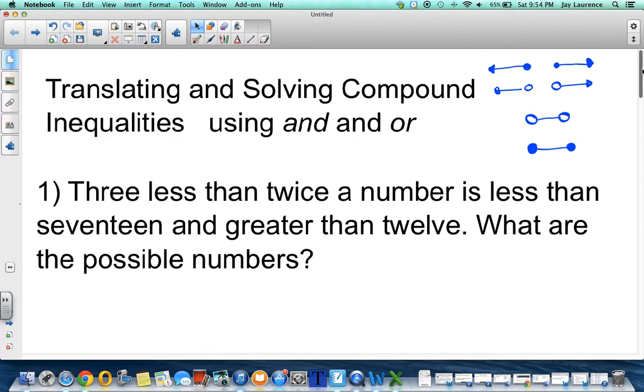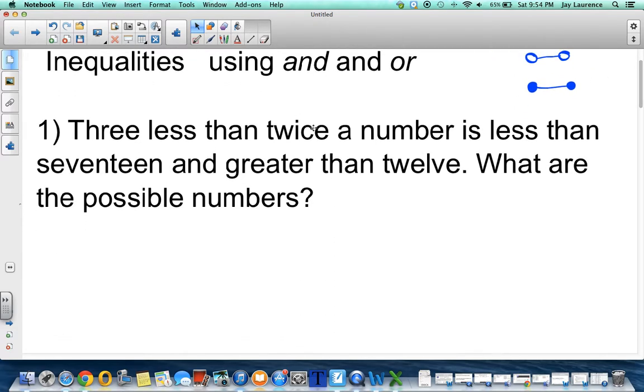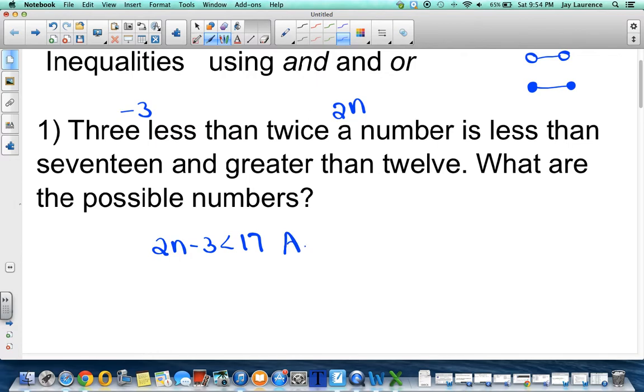All right. Number 1 says 3 less than twice the number. Well, let's just stop right there. We know 3 less is minus 3, right? Twice the number. If the number is n, twice that number would be 2n. So we need 3 less than 2n. So I'm going to do 2n and 3 less than that. Okay, is less than 17. Well, that's pretty easy. Okay, and, ooh, very important, and greater than 12.